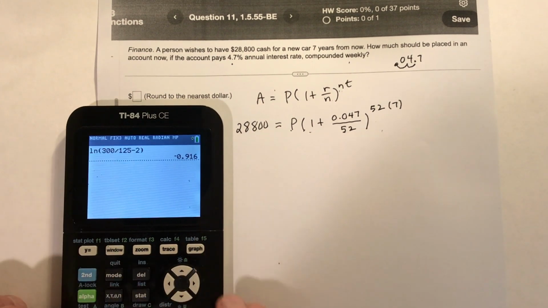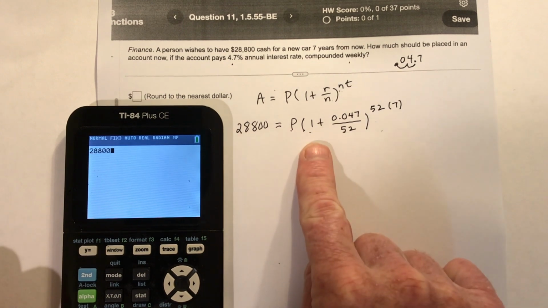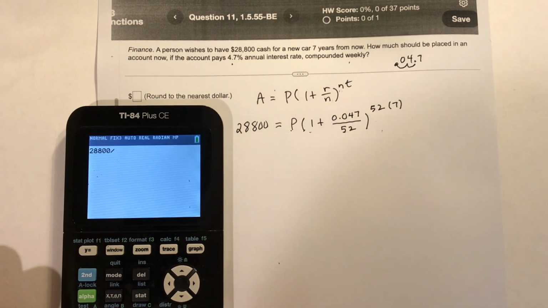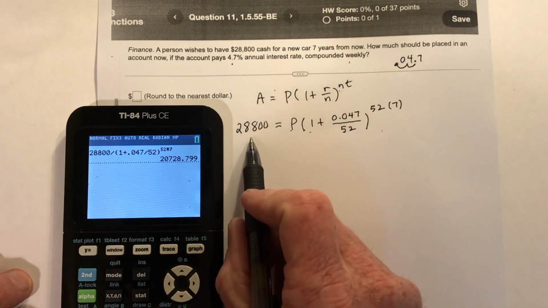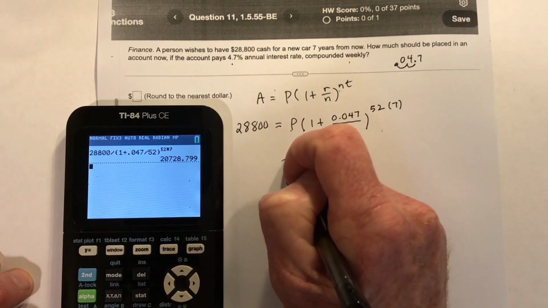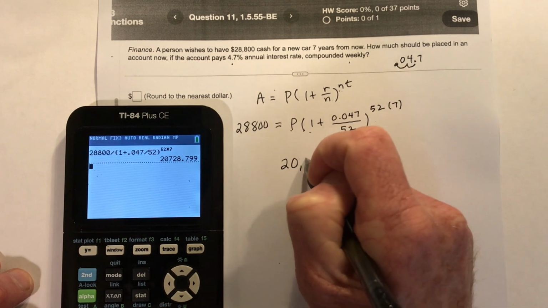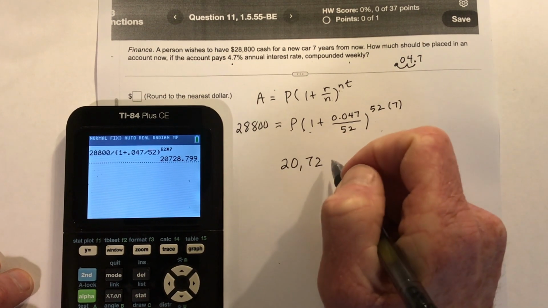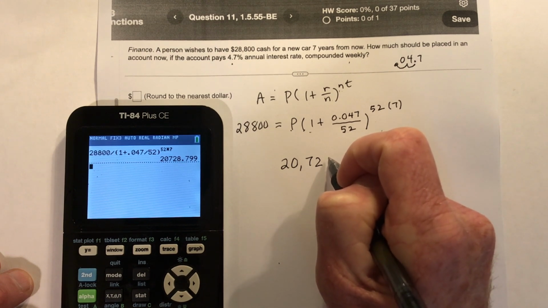So to begin with, we have 28,800 on this side. And then divide by all of this. So divided by, and then put the parentheses, 1 plus 0.047 divided by 52, and then the exponent is 52 times 7. And so that means that if you want $28,800 7 years in the future, right now you should go down to the bank or bring out your phone and put in the bank $20,728.